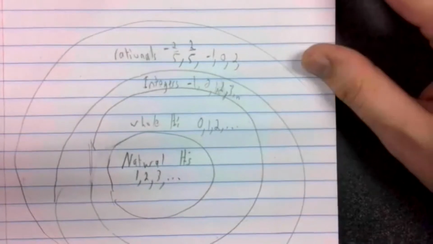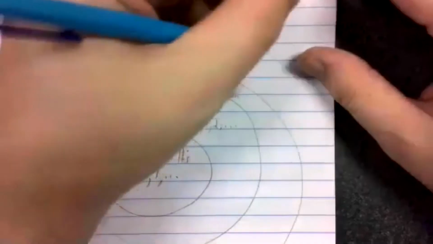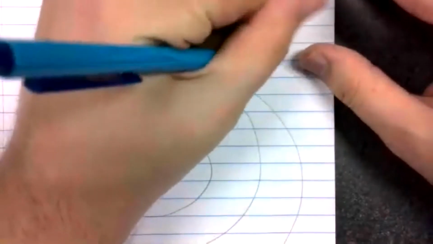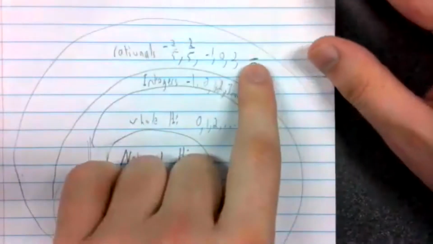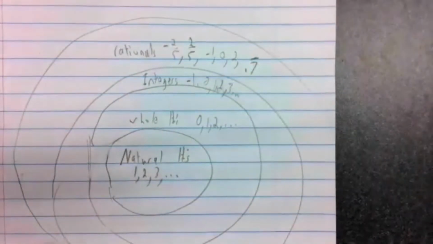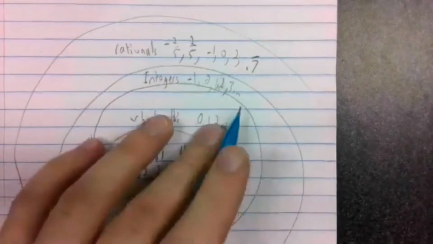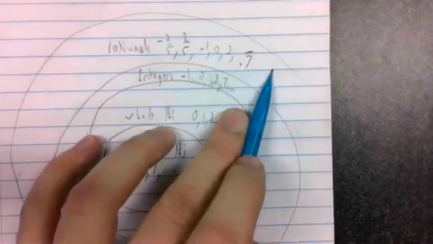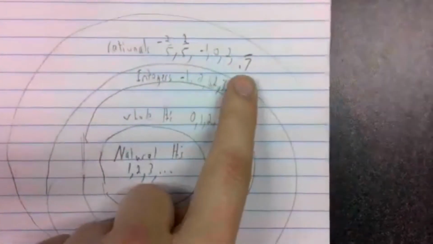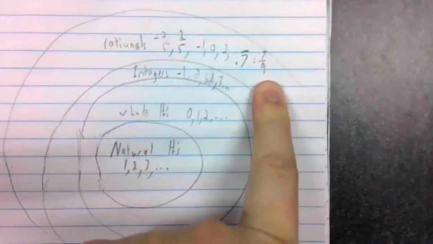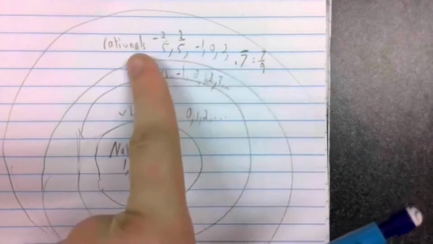And then we also might have something like this where we start getting into decimals. So what if we have 0.7 and then I put a bar over it? All this bar means is that it's repeating. So this 0.7 is 0.7777 and so on. So this can be expressed as a fraction. This is the same thing as 7/9. And since we can express it as a fraction, we say that it's a rational number.